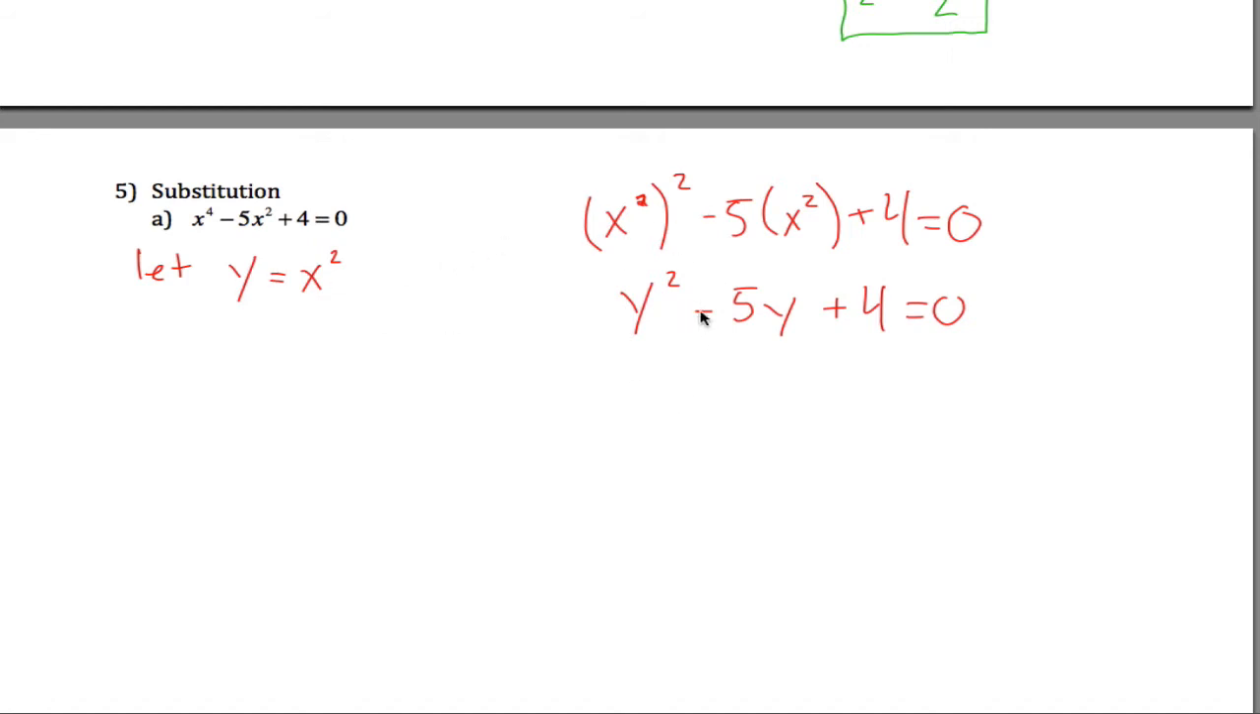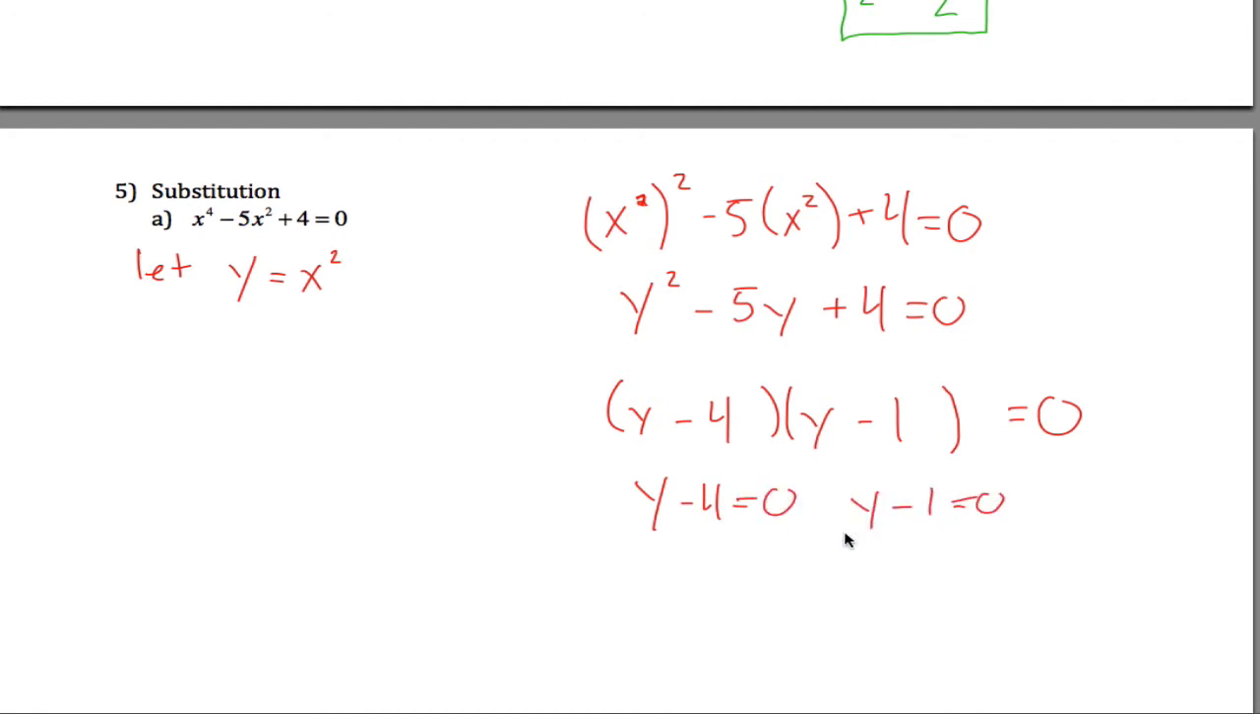Figuring out that substitution is a little bit tricky, but once you get that substitution, the problem flows along pretty nicely. Factor this and solve it. Because my leading coefficient is 1, I just need to find two numbers that multiply to positive 4 and add to negative 5. Negative 4 and negative 1 in this case gets me here. So either y minus 4 equals 0 or y minus 1 equals 0. I've just solved and figured out that either y is 4 or y is 1.